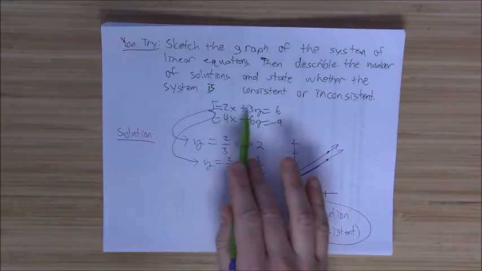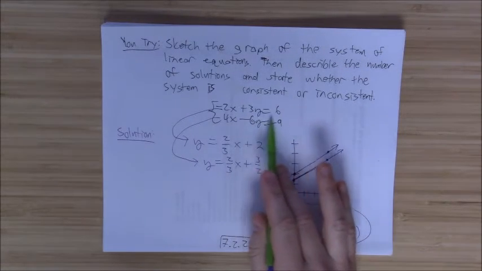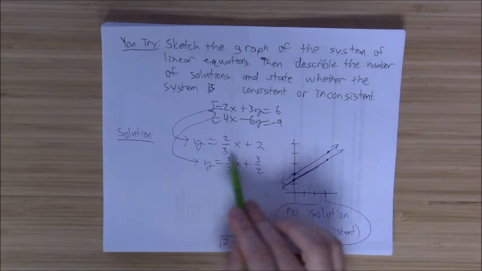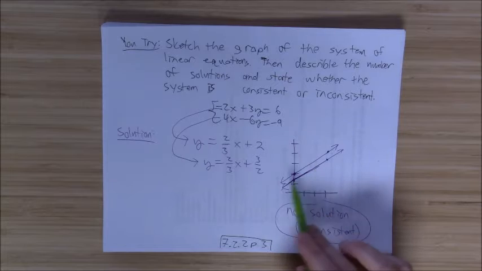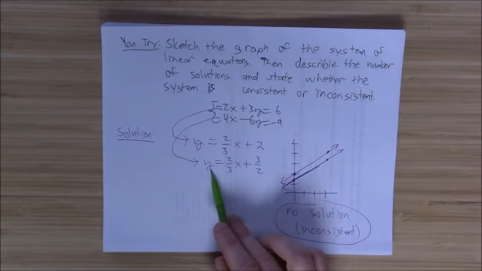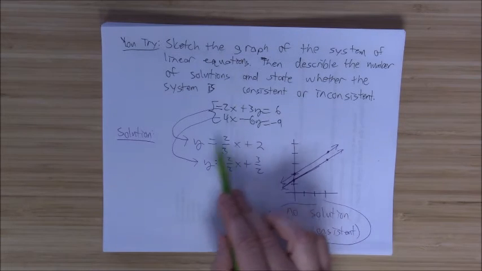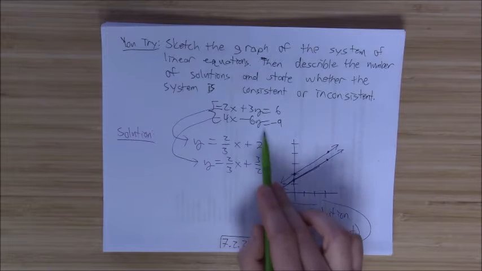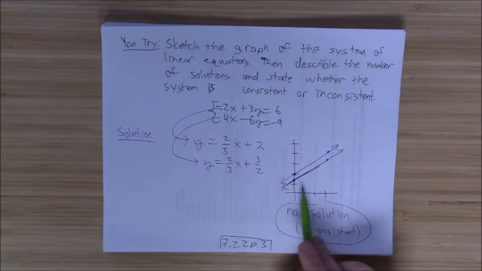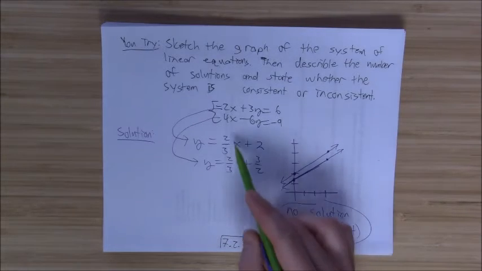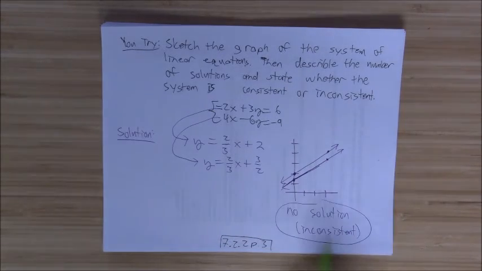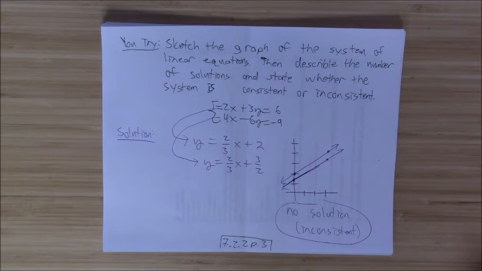So if we solve the top equation for y, we get y equals 2/3 x plus 2, which means you're going to get this top line when you graph it out. The bottom equation is y equals 2/3 x plus 3/2. Graphing that is going to give you the bottom line. Namely, you get two parallel lines, which makes sense because you have the same slope, which means that there is no solution, thus the system is inconsistent.